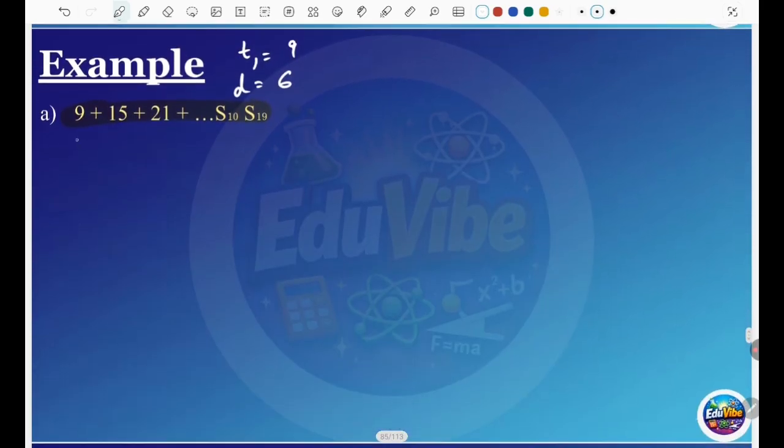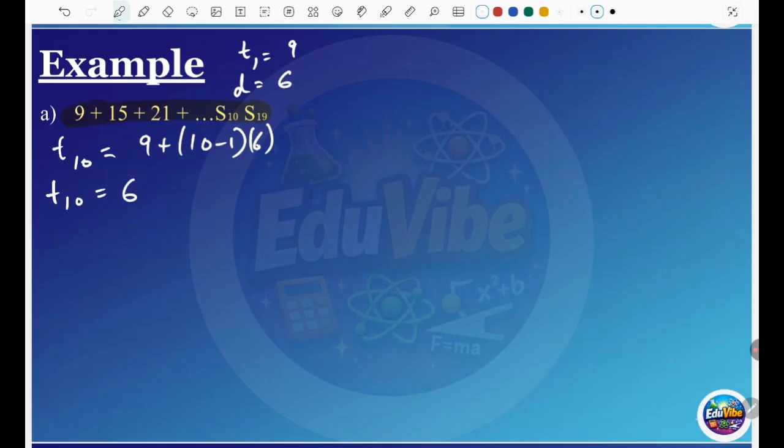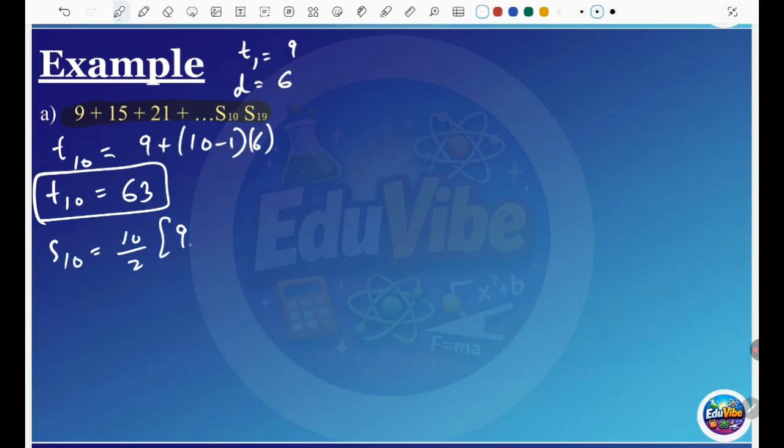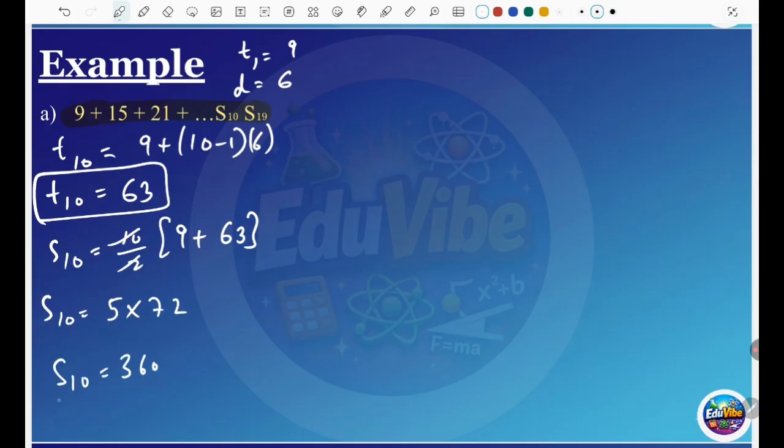Firstly, T10 is 9 plus (10 minus 1) times 6, which gives 63. Now you can find S10: 10 divided by 2 times (9 plus 63). This goes to 5, so 5 times 72, and you get S10 equal to 360. So this is your T10, from which you get S10.